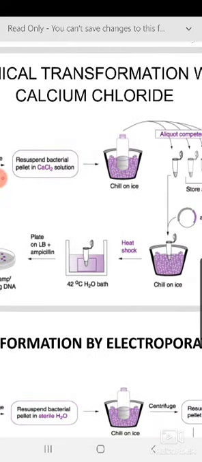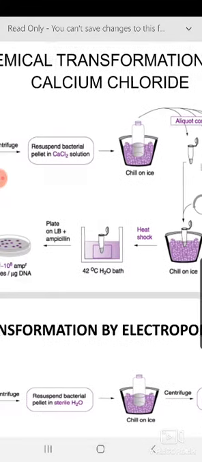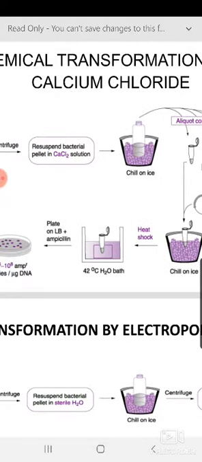That means this divalent ion, in the very cold condition, temporarily binds with the plasma membrane and makes some holes, but the holes do not open, so we need to give a heat shock at 42 degrees centigrade. Then this heat shock will cause the pores to open, and at that time if you incubate with your donor, that means the vector, the recombinant DNA, it will go inside, and then you remove it and plate it.